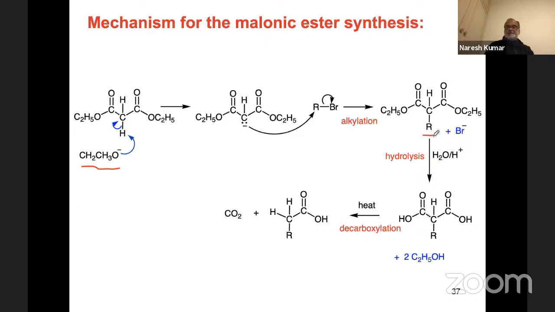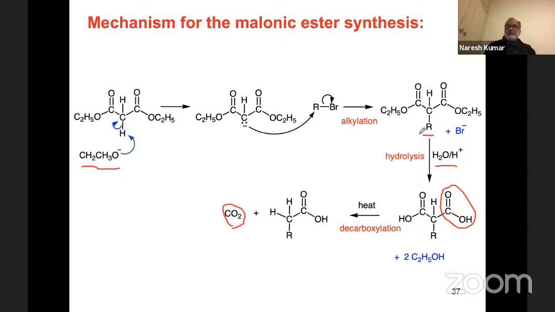And then this carbanion can attack the alkyl halide, kicking out the bromide, and you introduce the R group at that position. Okay. And then when you add aqueous acid and heat up this mixture, you will find that the esters can be hydrolyzed in the presence of acid to the corresponding carboxylic acids. And the carboxylic acid, when you heat it, one of the carboxylic acids is lost as carbon dioxide, and the product you get is RCH2COOH. So basically, bromide is gone, and you added a CH2COOH to your compound.